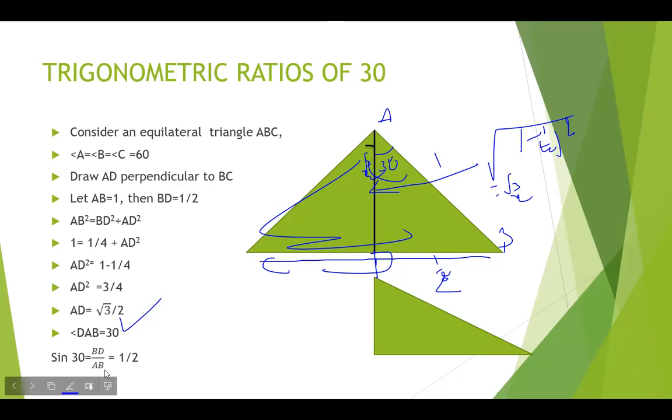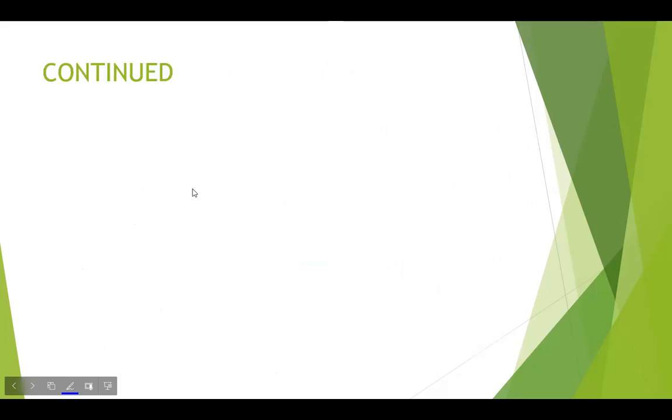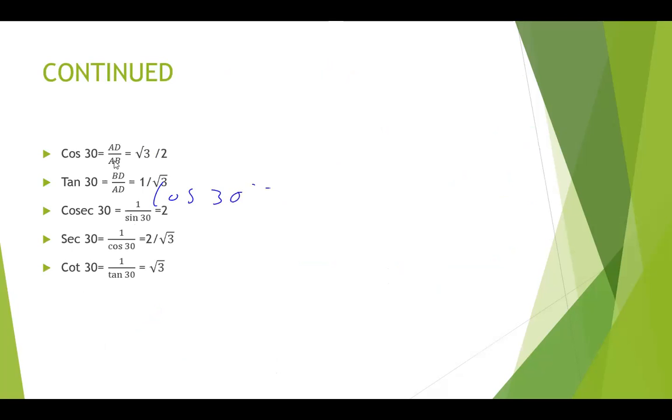Sin 30, opposite side divided by hypotenuse. What is our opposite side for 30? It is 1 by 2. What is the hypotenuse for this? It is 1. Cos 30 degree, adjacent side divided by hypotenuse. It is root 3 by 2. For tan 30, it is 1 by root 3.